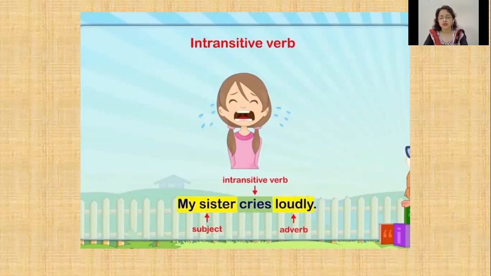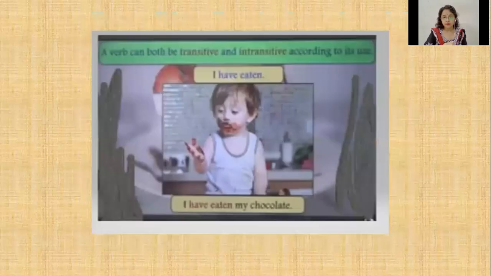If we do not have any object, how are we going to check it? Are we going to get the answer to the question? Why? How? She is crying loudly. What? For what is she crying? It's not given. For whom is she crying? It's also not given. So cries is an intransitive verb. Now, see, my dear students, a verb can be both transitive and intransitive according to its use.